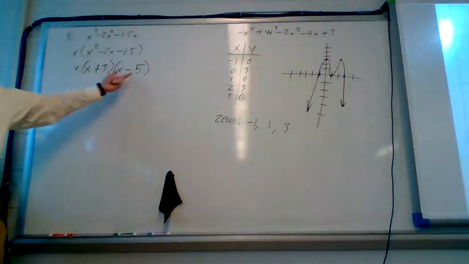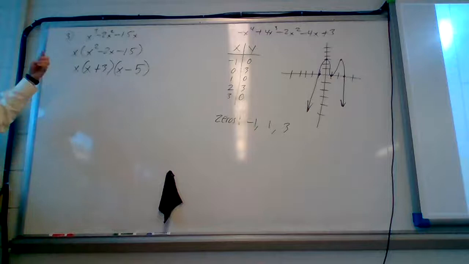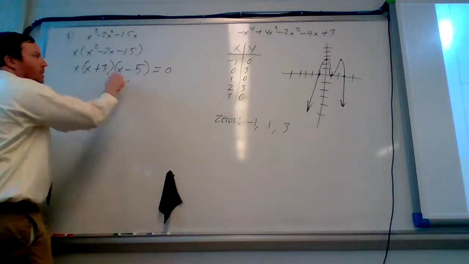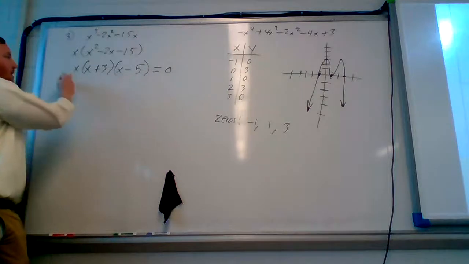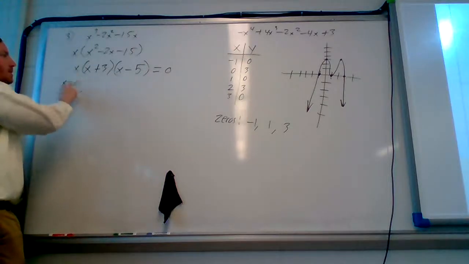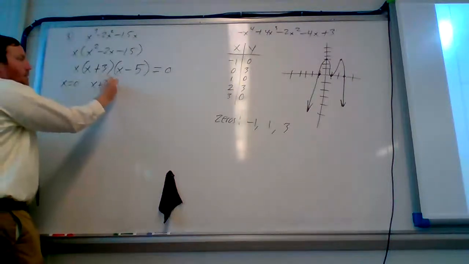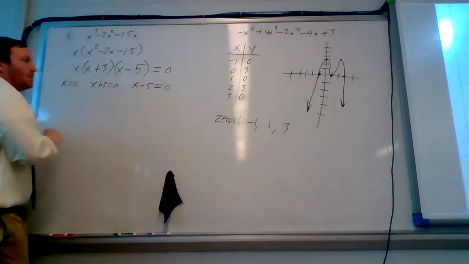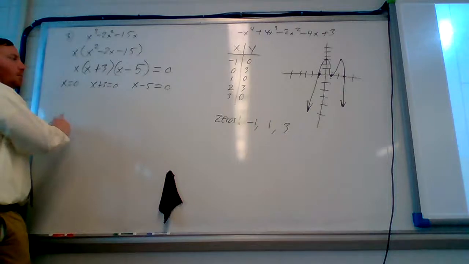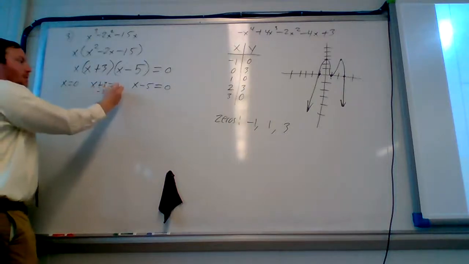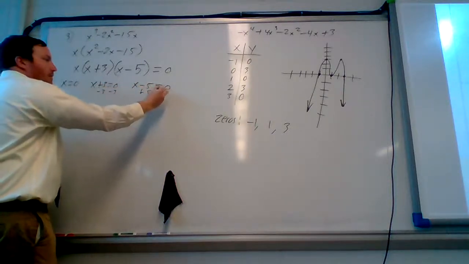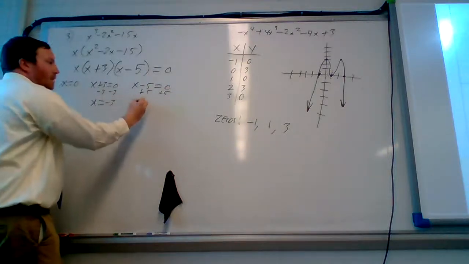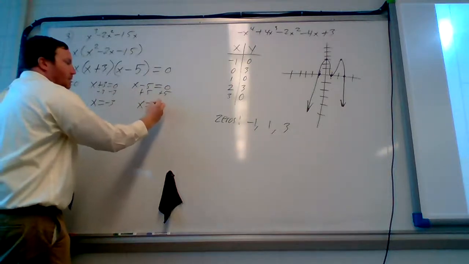Now that we have it in factored form, the way we find our zeros is we set this equal to 0, and we take each of those factors and set them equal to 0. So x equals 0, that one's easy. x plus 3 equals 0, and x minus 5 equals 0. And we want to solve, so we subtract 3, and add 5 over. So we're going to get x equals -3 and +5.